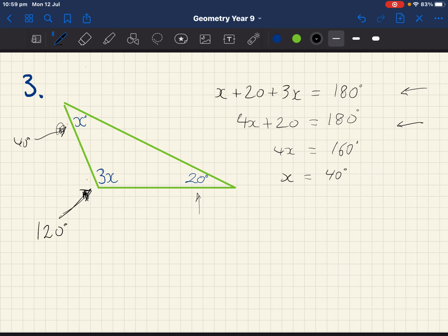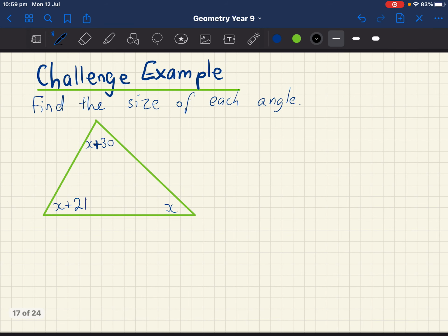All right, one final example. This is our challenge example. What makes this one kind of fun is we don't know the size of any of the angles, and yet using mathematics, we're able to find the size of every angle from knowing none of them to begin with.